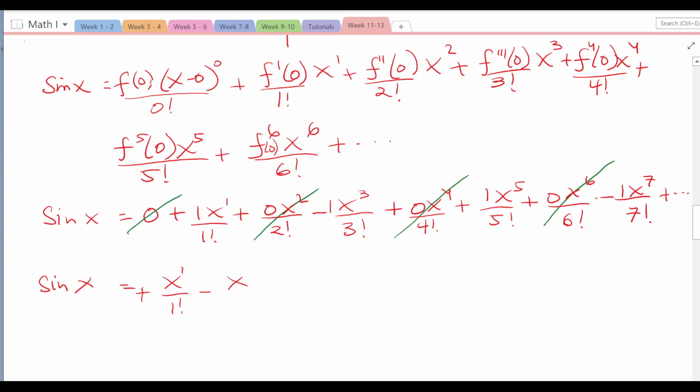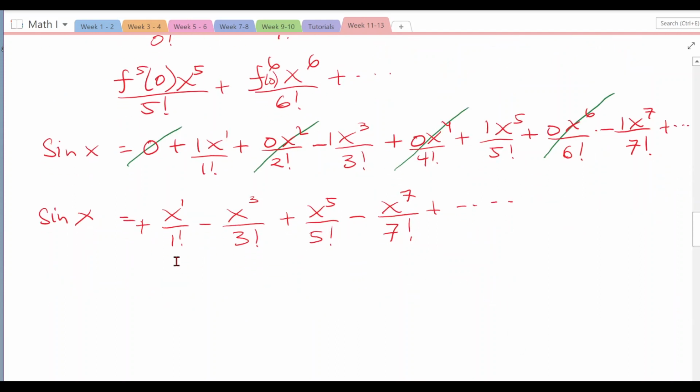This is to the power of 1, this is x to the power of 3 over 3 factorial, and then we have positive x to the power of 5 divided by 5 factorial, and we have negative x to the power of 7 over 7 factorial, and then dot dot dot. Okay, following the patterns. Number 1, we have alternating signs: positive, negative, positive, negative. And number 2, we have odd numbers: 1, 3, 5 and 7.